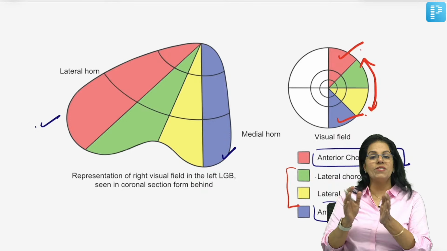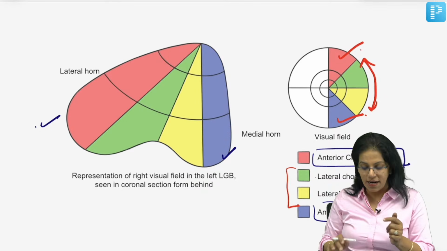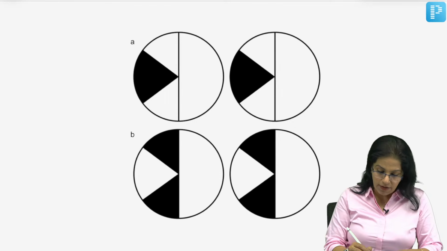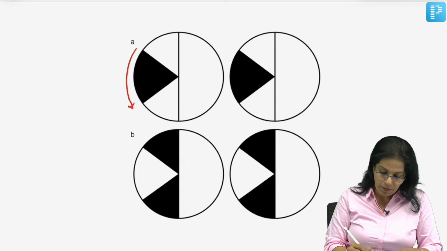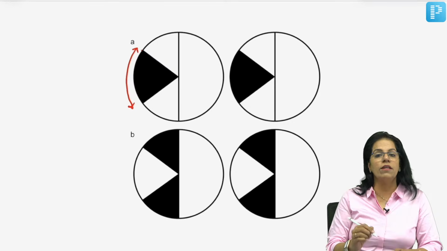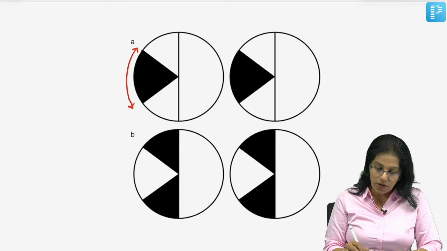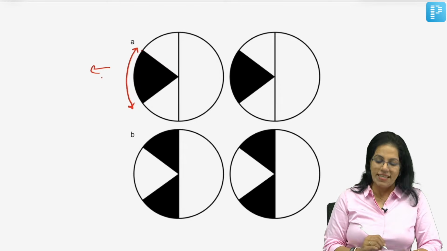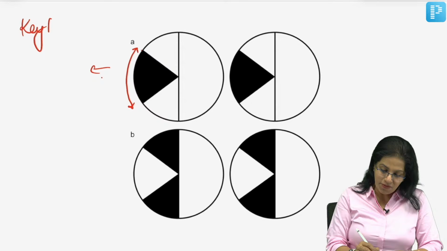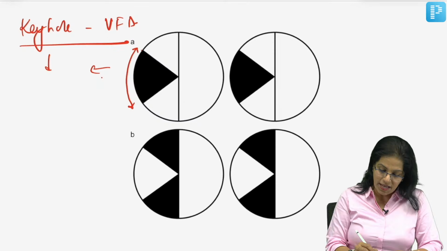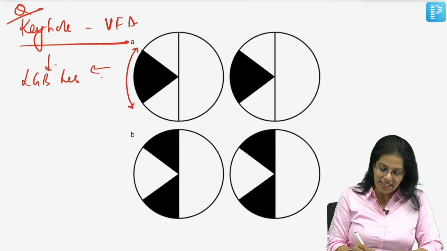So, the question was asked for blockage of the posterolateral artery. Let us have a look. When this area is blocked, this is supplied by the posterolateral choroidal artery. When this is blocked, what is this field defect? Keyhole visual field defect. So, this is a scotoma we are talking about. The question of your exam was, this is seen in, you will just answer LGB lesion, that is it.